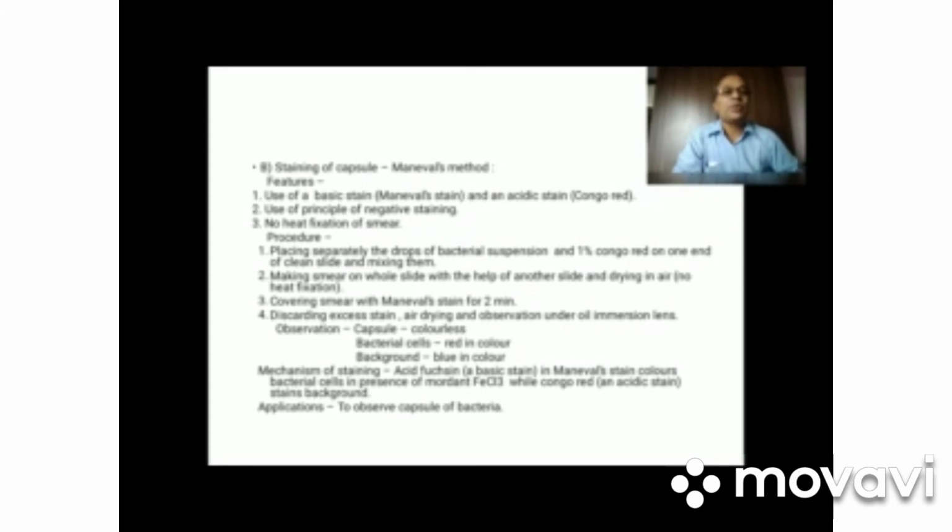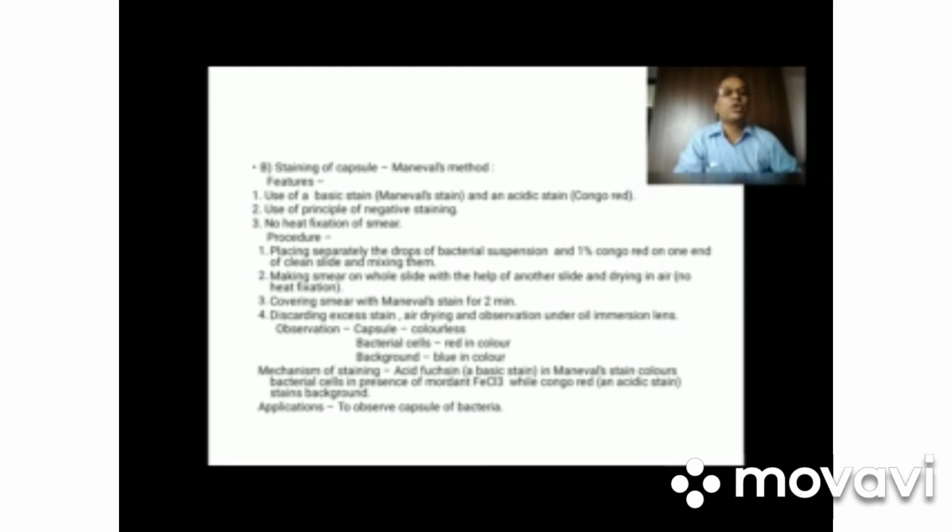Now, capsule staining uses the principle of negative staining, which means that in this staining procedure the background is colored, like negative staining. And the third feature of this capsule staining is that there is no heat fixation step, because when we apply heat, the capsule will undergo dehydration, as it contains about 98% of water, and as a result it will shrink and it will not be possible to visualize it clearly.